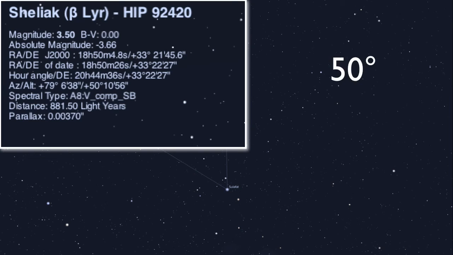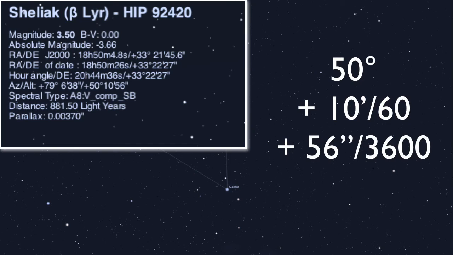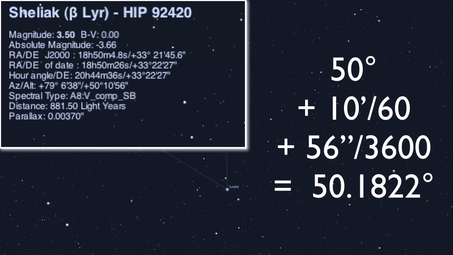We do that by taking 50 degrees plus 10 arc minutes divided by 60 plus 56 arc seconds divided by 3600. That total equals 50.1822 degrees, where we've rounded off everything after the fourth decimal place.